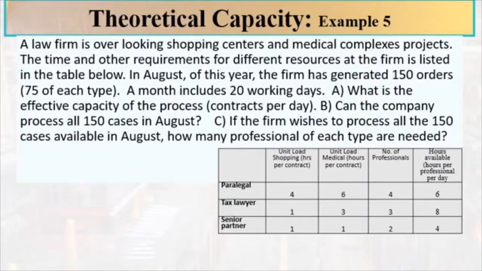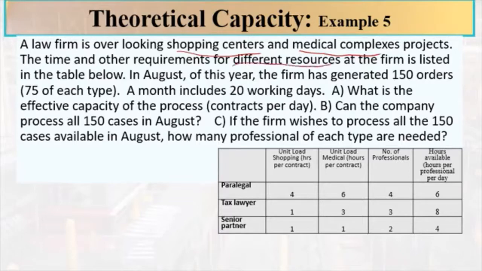So this is the last example we'll do on capacity and throughput. Example number 6, I'll leave that for you guys to do. Now in this question, we have two different products. This is a law firm that does both shopping centers and medical complexes projects.